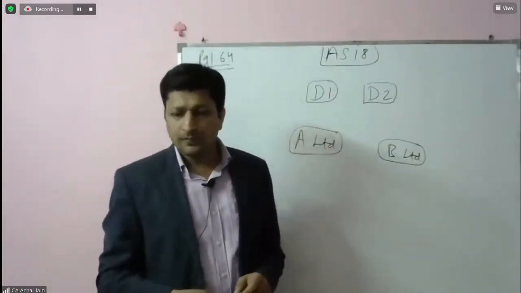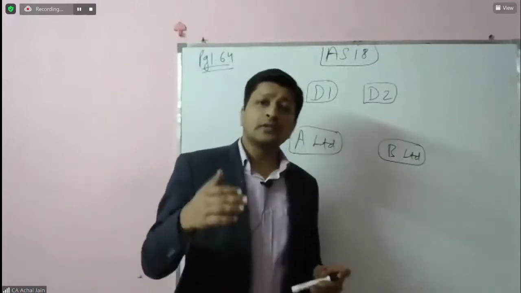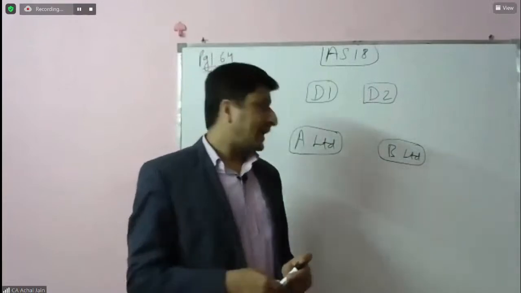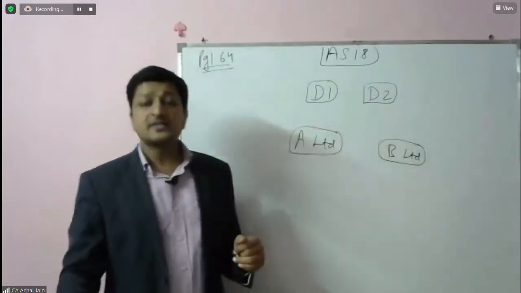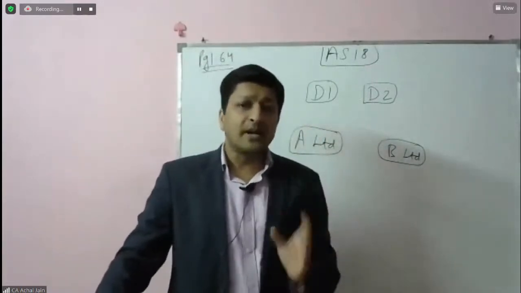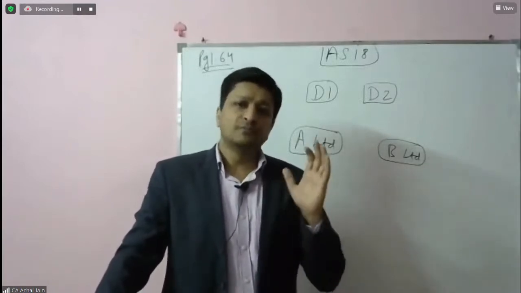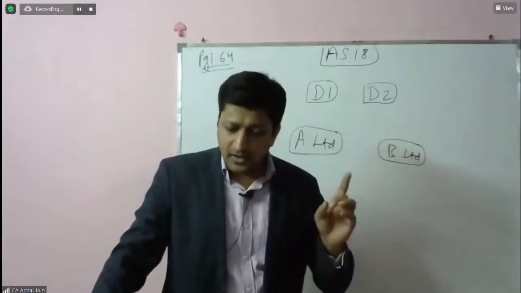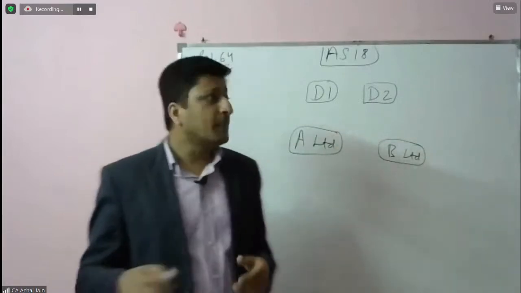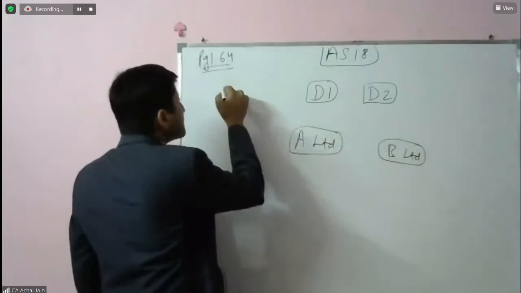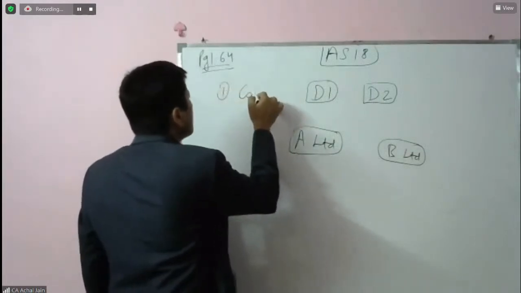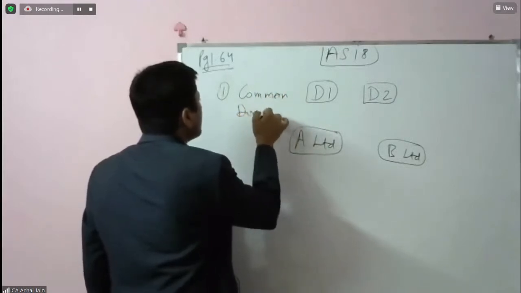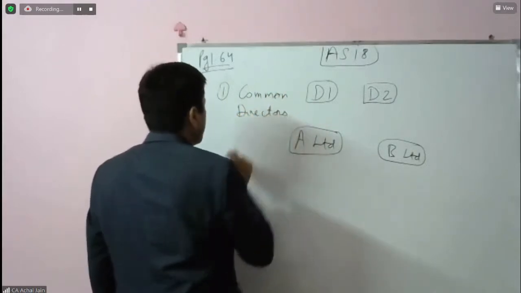The answer is no. We need to look at all the 5 criteria or any of those 5 criteria for A and B to be called related parties. Just by having common director, we should not assume it may or may not be a related party. Correct? So this is the first thing which we need to remember. Once again, you can mark it as the situation of having common directors.